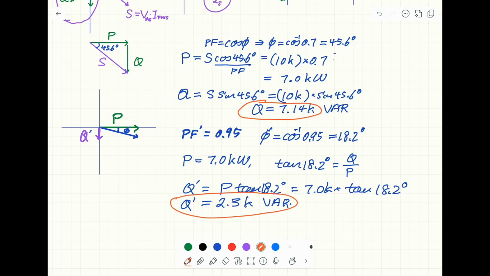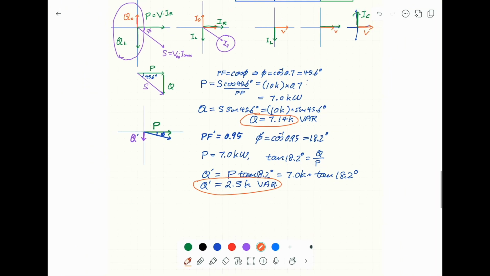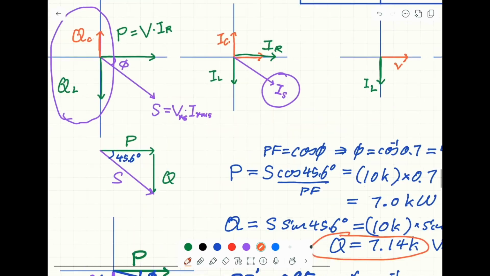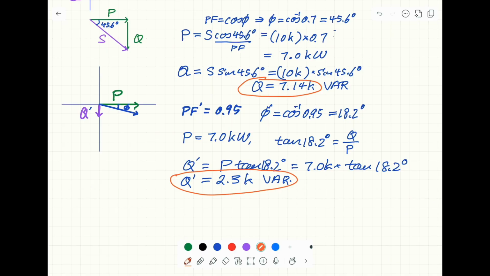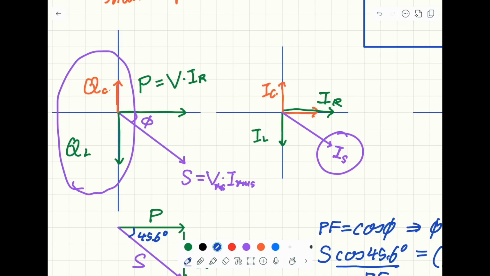2.3 k. So what I mean is there's a reactive power contributed by the capacitor. So this reactive power QC, if we look here, the QC must equal 7.14 k minus 2.3 k, and this is equal to 4.84 kVAR. Next, let's check how we calculate the QC.